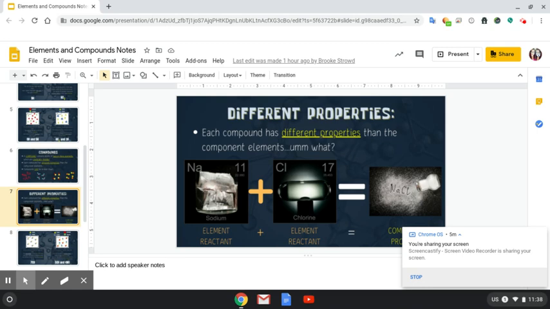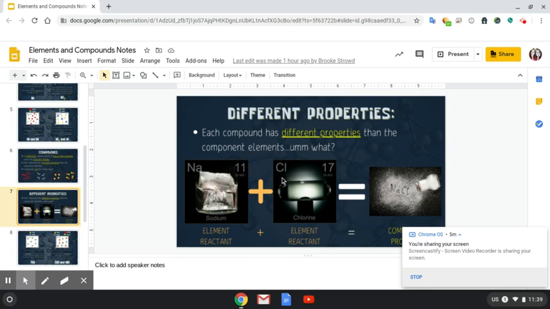Different properties. So each compound has different properties than the component elements. But what does that actually mean? So if we look here, our end point is salt, sodium and chlorine. So if you make a compound with sodium and chlorine, you're going to get salt. But if you were to break down salt, you originally have a sodium and you originally have a chlorine. So those are your elements.